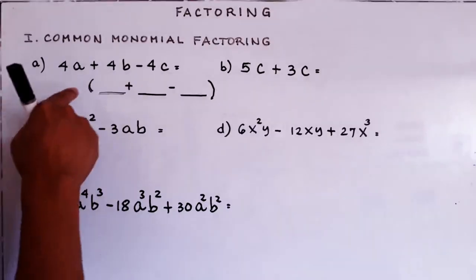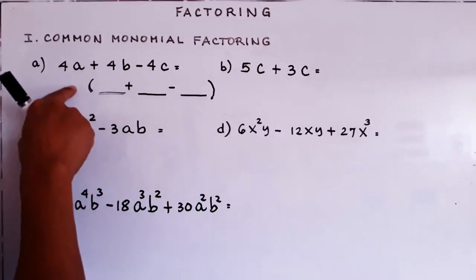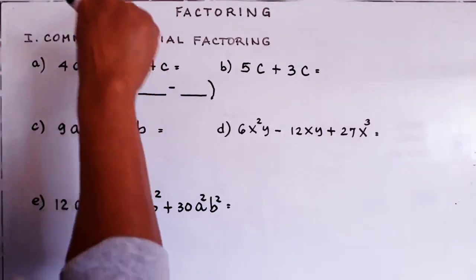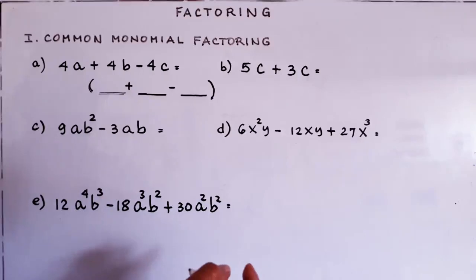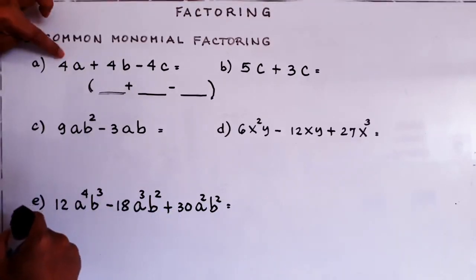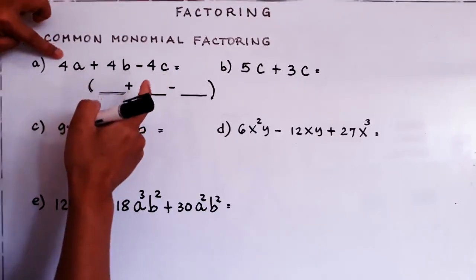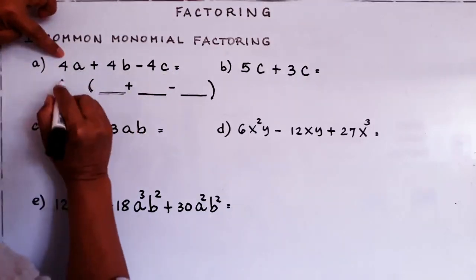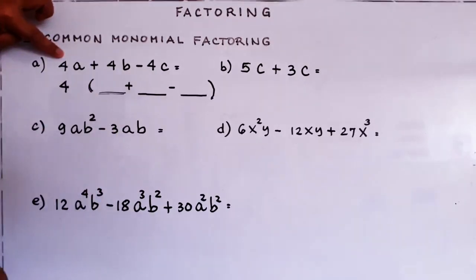Okay, let us extract what should be the HCF here. That's the highest common factor of this 4a plus 4b minus 4c. Where do we start? Start from the number. So we have 4 here, 4 there, and 4 there. So it's common to all of them. So we extract the 4. We remove the 4 here.